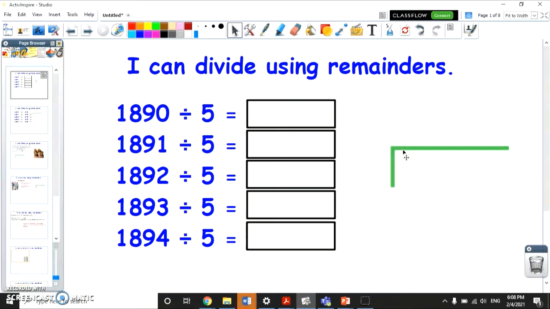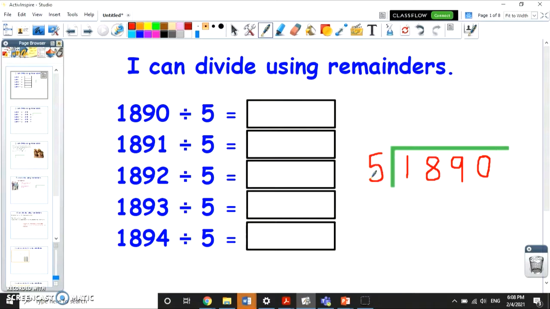Okay, welcome back. I hope you've had a really good go at those questions there. And I'm hoping that you will have initially used your short division bus stop method, and it will have filled in your dividend over here. So that's 1,890. That's the number that I am dividing into groups. And then I am dividing by 5, that's my divisor, so that comes over here.